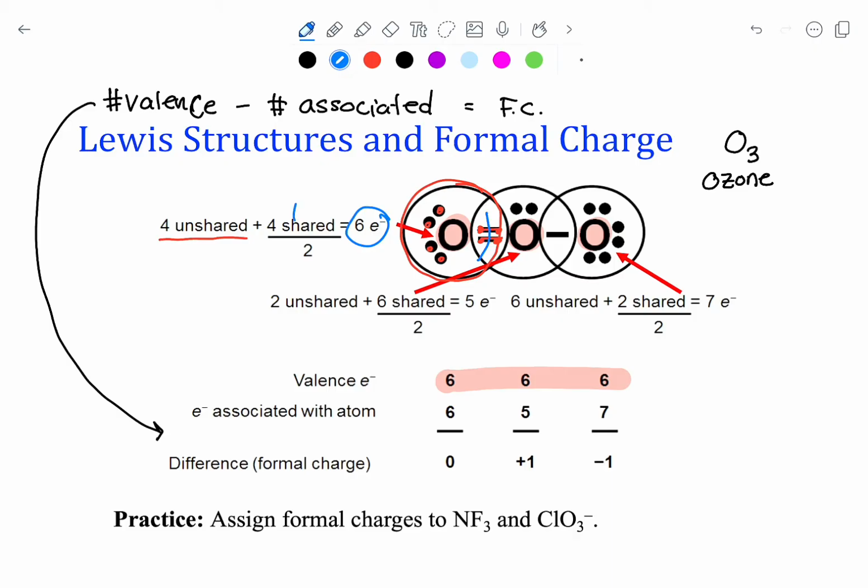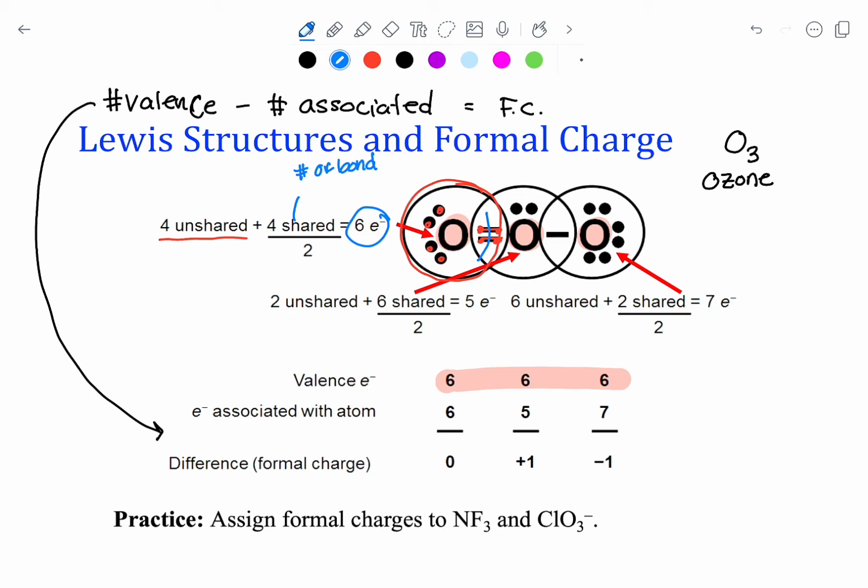You could also see this number, instead of taking the number of bonding electrons and dividing by 2, as just the number of bonds and not even worry about dividing by 2. That's also a way that some textbooks and some videos online present formal charge: they just say it's the number of lone pairs minus the number of bonds. You could also do that as well.